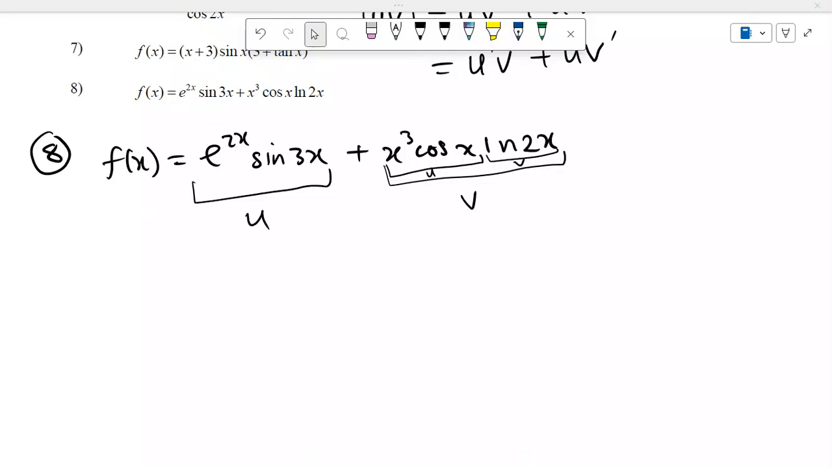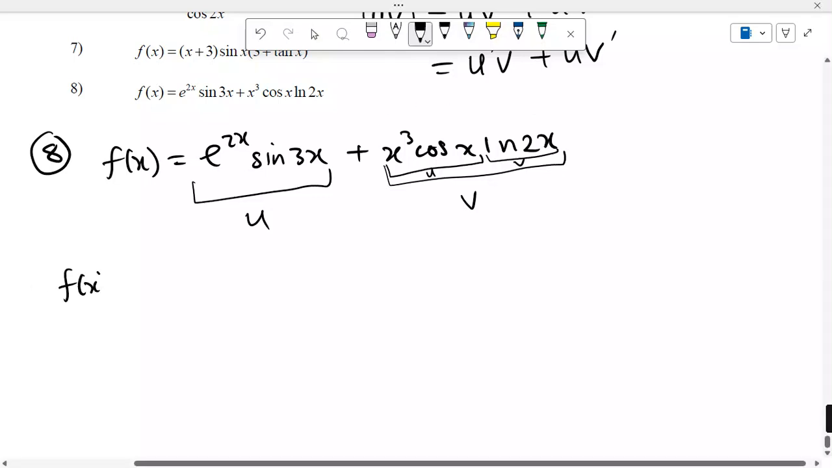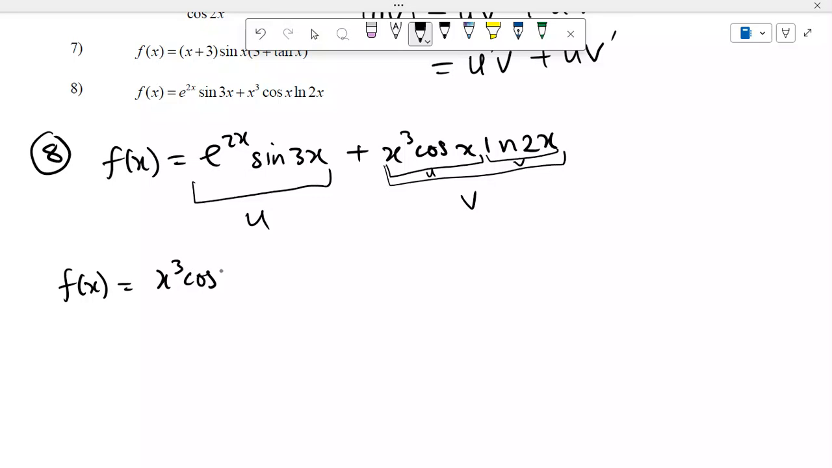Okay, so let's first start with this function here. We'll write it as f of x equals x cubed cos x and ln x. So if you see this question again, we have 3 functions. So we have x, this, and this. There are 3 functions. So how do we deal with that?